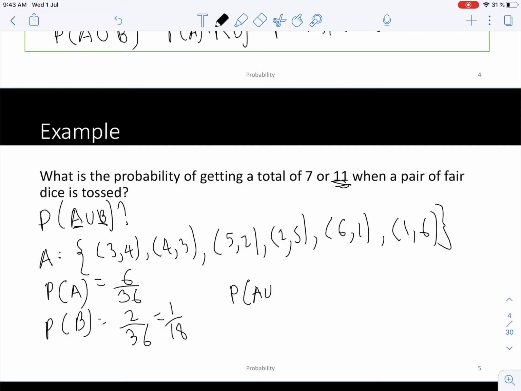Then when we do the union, the probability of A union B will be the sum of the probability of A and B. So that's 6 divided by 36, that's 1/6, plus 1/18. And now we need to remove the intersection. But if you notice, the intersection of A and B is empty. They don't have common sample points, therefore you don't need to remove anything. So just minus 0. I will write it down for you as a reference. Therefore, you can compute the union of these 2 events. That will be 2/9, and that's the solution of this example.